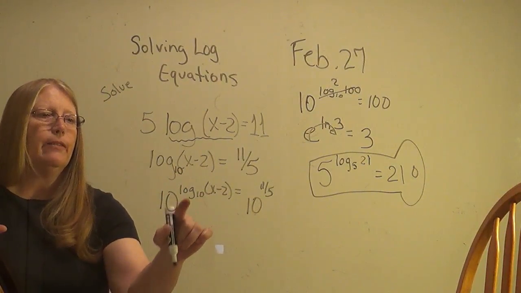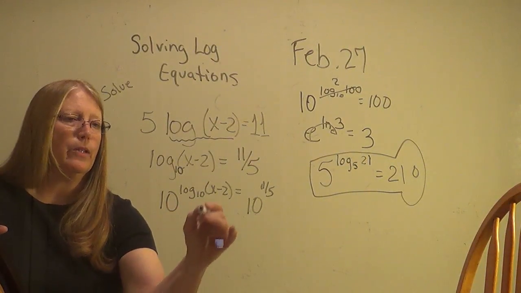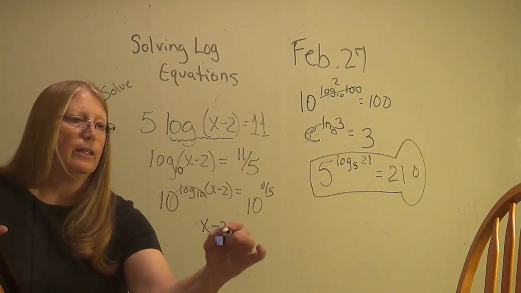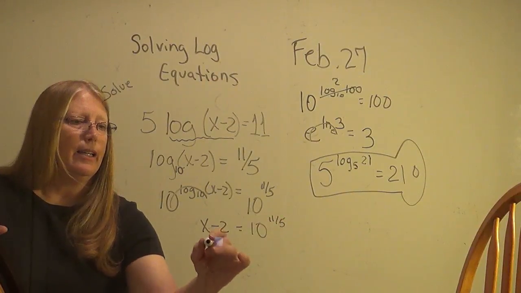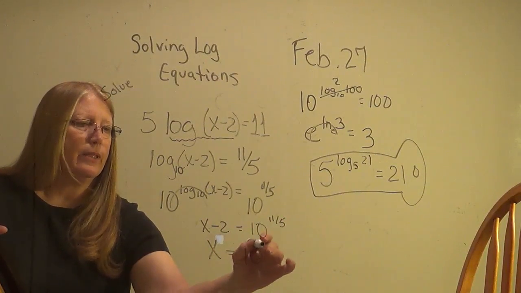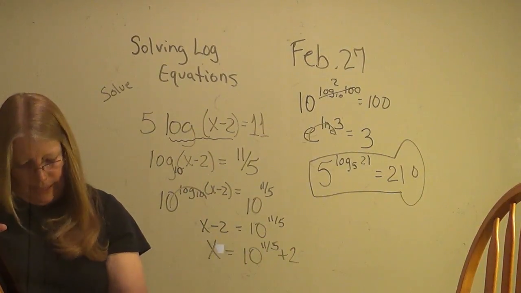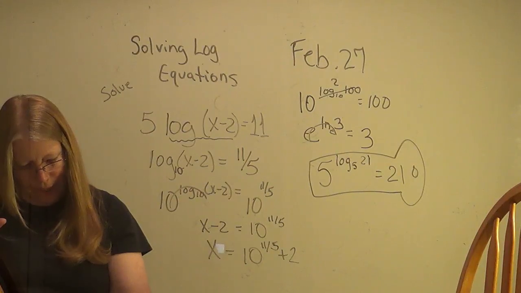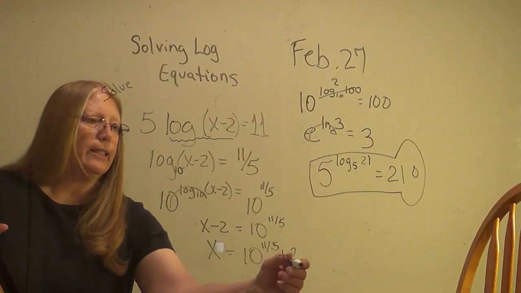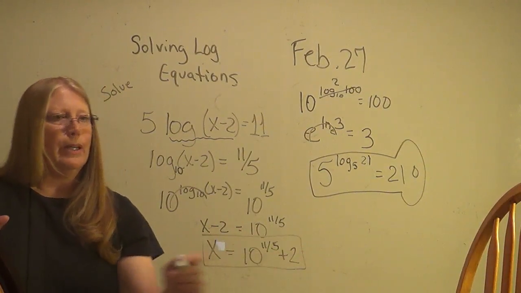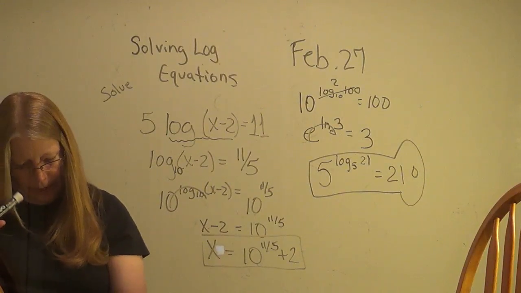Alright, so what is 10 raised to the log base 10 of x minus 2? Following your key principle, it's x minus 2 equals 10 to the 11/5, and add 2 to both sides. So you can take that on your calculator. 10 to the 11/5 plus 2, it comes out to a little more than 160, but this is exact. So I'm very happy with that. Alright, next one.